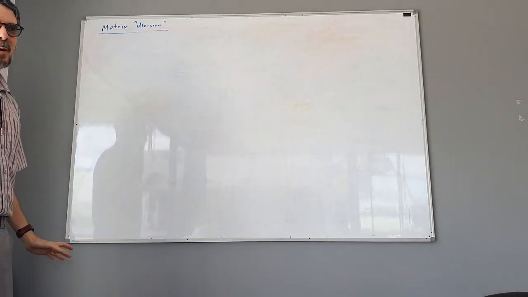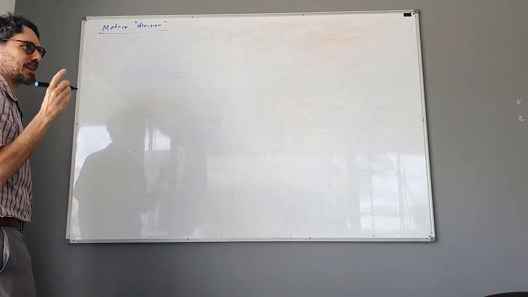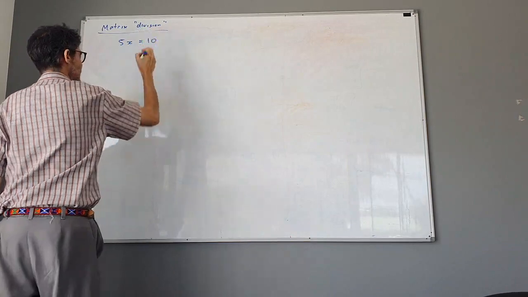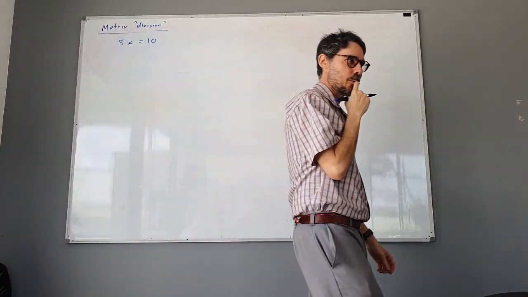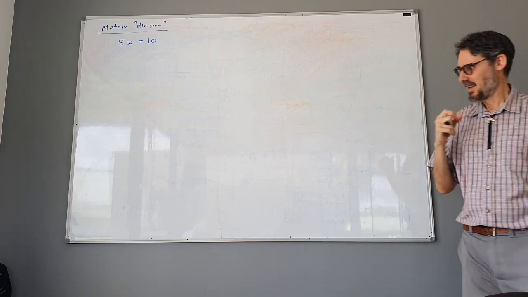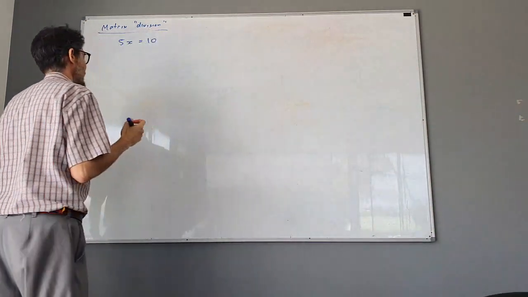Let's start with number division. If I say something like 5x equals 10, what do you do to work out what x is? Divide both sides by 5.